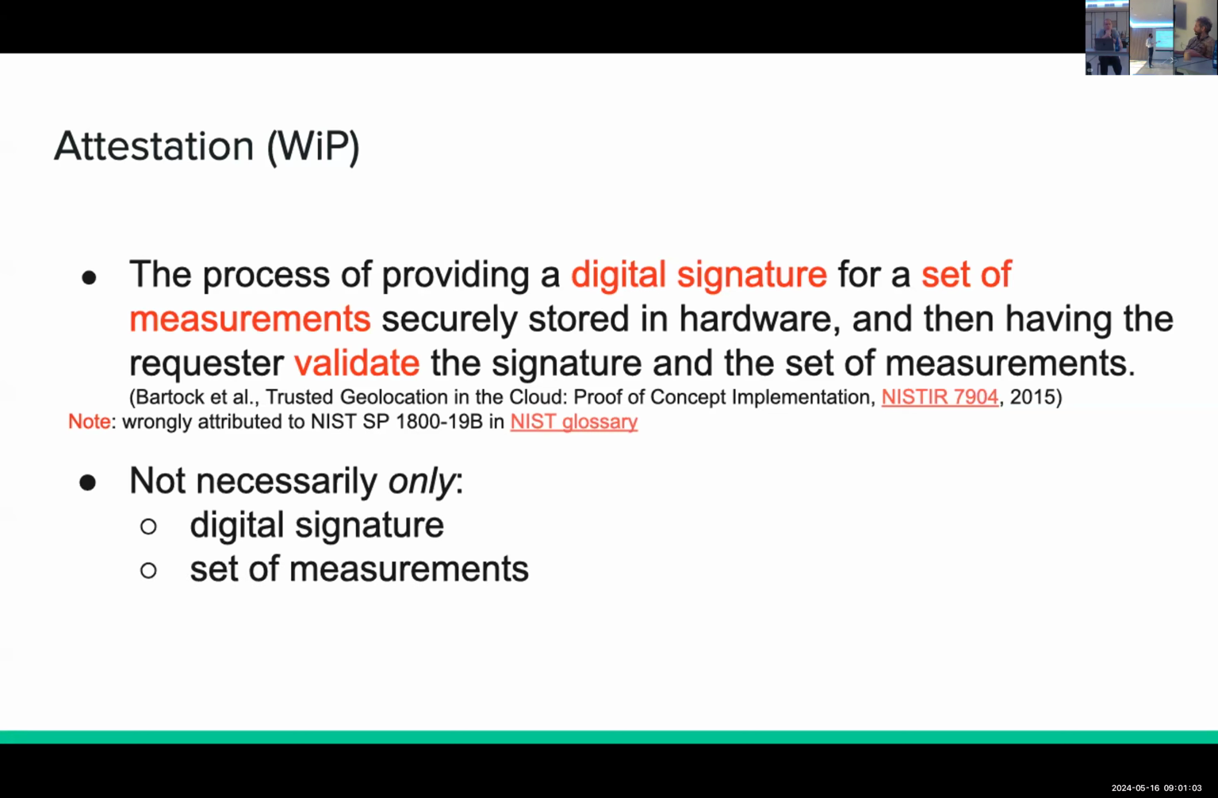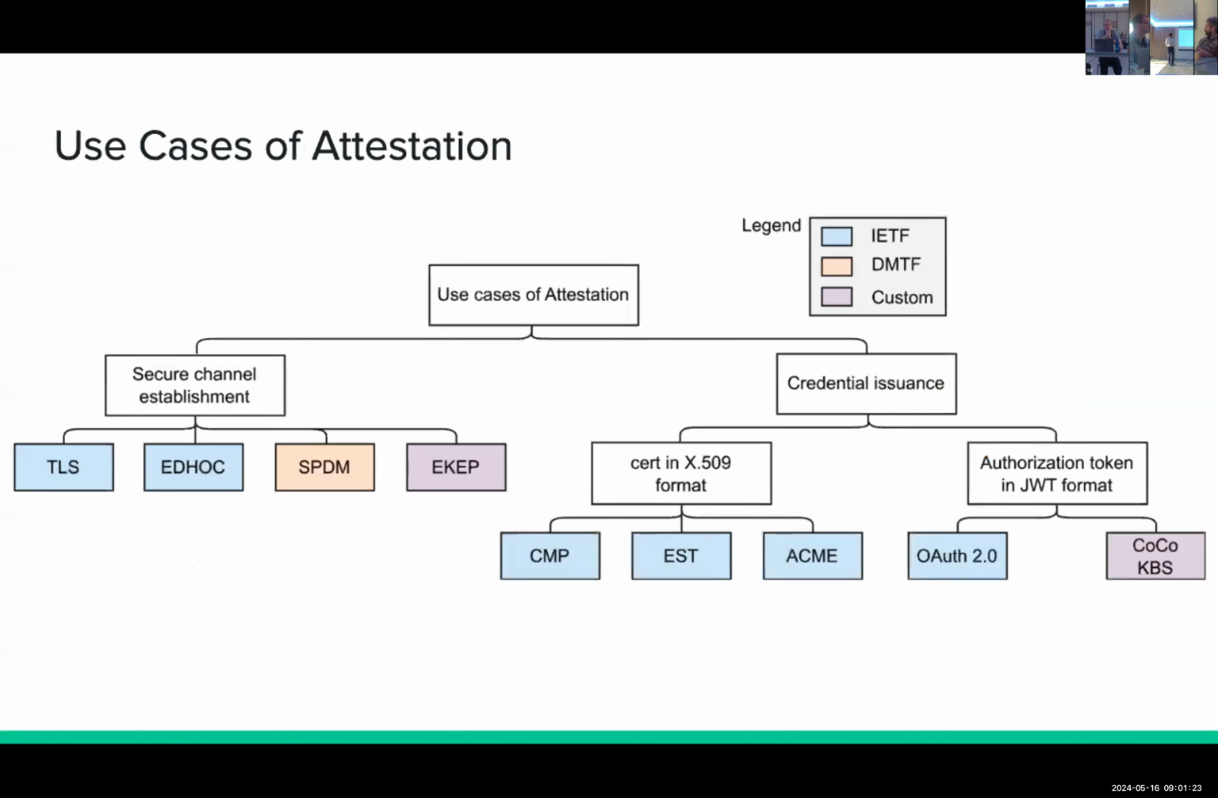Next, please. The set of measurements is also not the only thing attestation does. It necessarily also needs, for instance, a nonce in order to ensure that it's accurate. So the definitions which exist as of now are incomplete and inaccurate, and there is a wide scope for improvement. Next, please. As I said, we will start with attestation and go towards attested TLS.